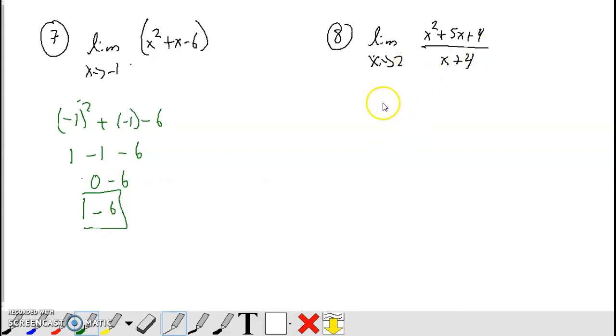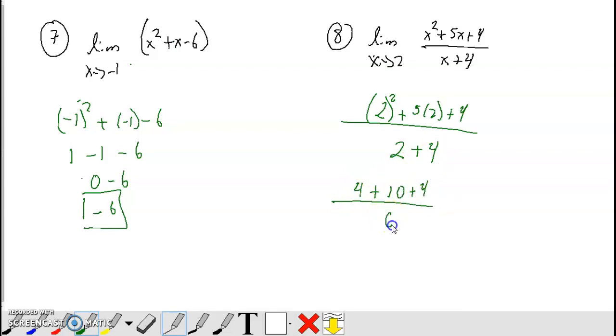For number 8, this is a fraction. So this will be 2 squared plus 5 times 2 plus 4 all over 2 plus 4. So this will be 4 plus 10 plus 4 all over 6. So 4 plus 4 is 8. So this will be 18 over 6. And then 6 goes into 18 3 times. So our answer is 3. Okay. So that is your direct substitution.